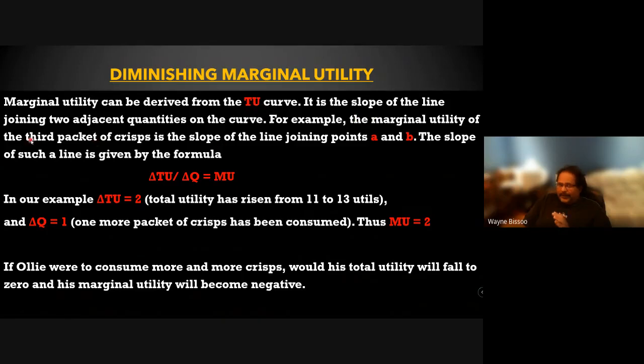Marginal utility can then be derived from total utility. It is the slope of the line joining two adjacent quantities on the curve. For example, the marginal utility of the third pack of crisp is the slope of the line joining points A and B. The slope is given by the formula delta TU over delta Q is equal to MU. Okay, so let's demystify the equation here. Delta means change. So change in total utility divided by change in quantities consumed gives us the marginal utility.